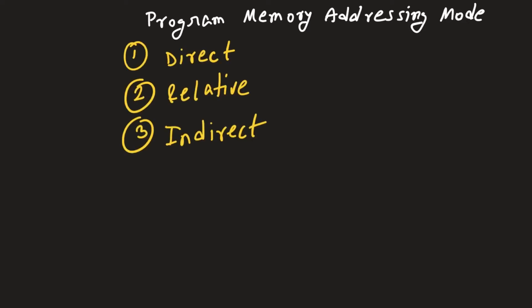Now let's discuss various types of program memory addressing mode. These addressing modes are actually related to the jump and call instruction. That is how the addresses are given inside the instruction, and depending upon that there are three types of program memory addressing modes: direct, relative and indirect program memory addressing modes. So let's discuss them one by one.